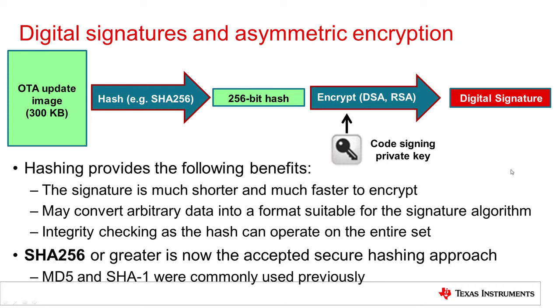To make some general comments about hashing functions, going forward, SHA-256 or greater will be the generally accepted secure hashing method. You may well have seen accelerators on microcontrollers or microprocessors for MD5 or SHA-1, as these were commonly used in the past, but they are now not regarded as secure.